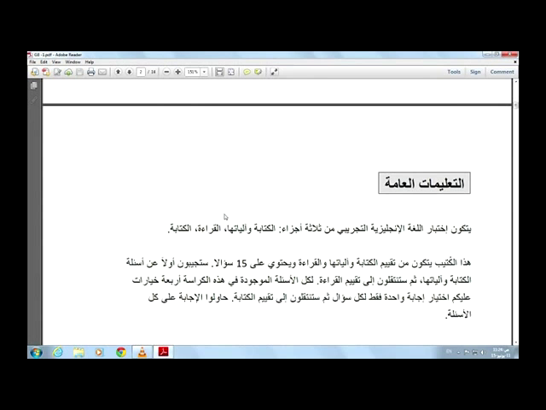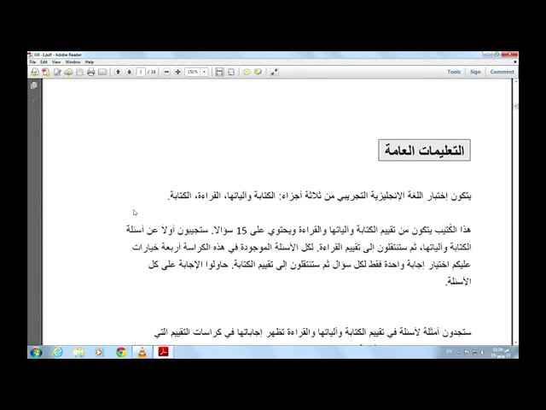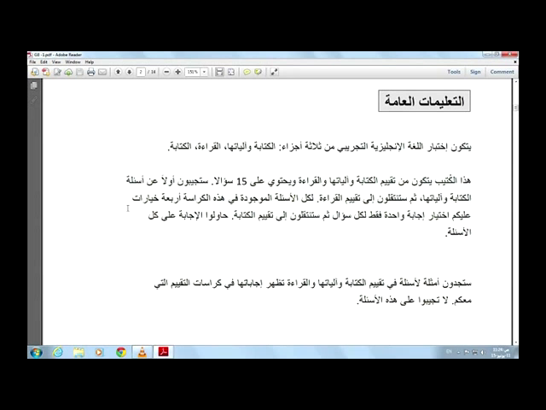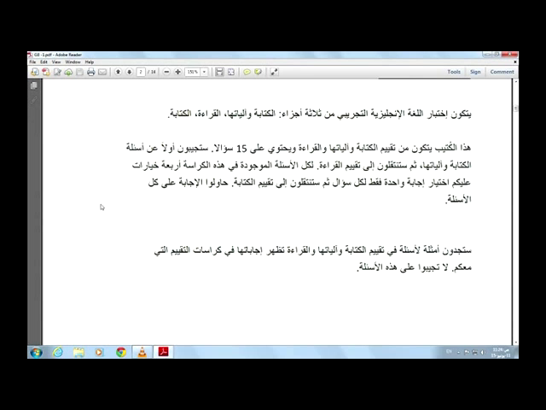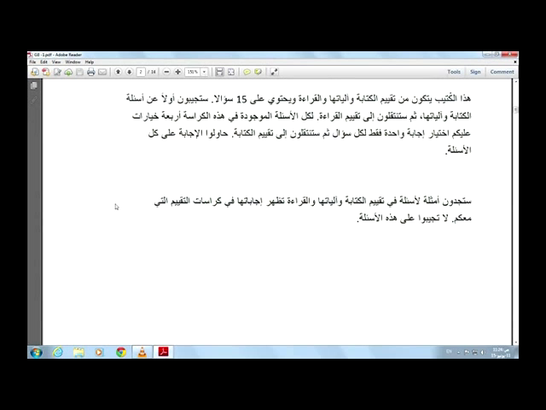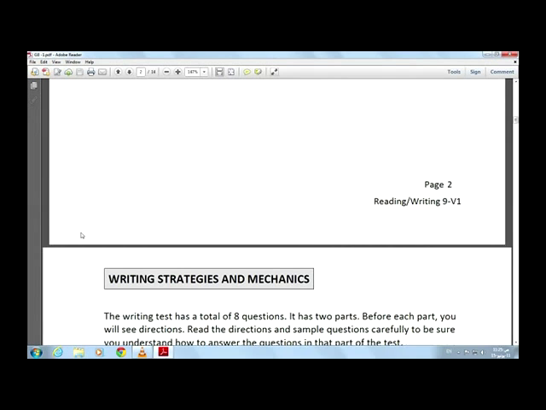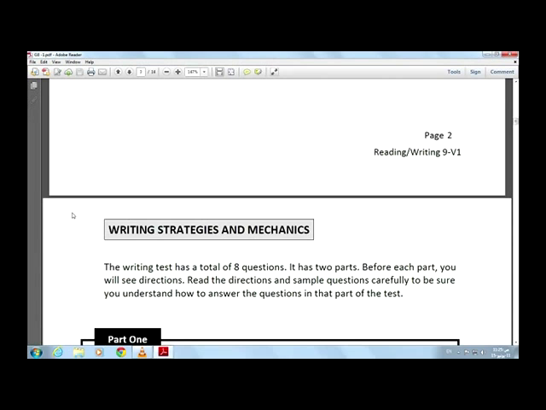After that, you have to deal with the first paper, which is written with the general instruction. You have to read this instruction carefully to know how to deal with your questions. After reading this paper, you move to start with the exam. In the exam you have 3 parts: the writing mechanics, reading, and the paragraph. Your paper may start with reading or with writing mechanics, and in this paper we start with the writing strategies and mechanics. You have to read what is written for you carefully before you start your questions.